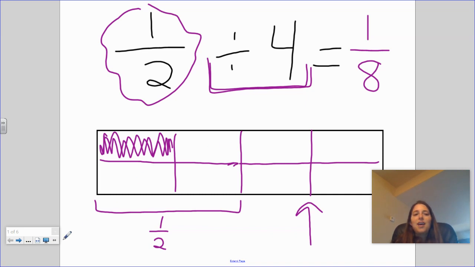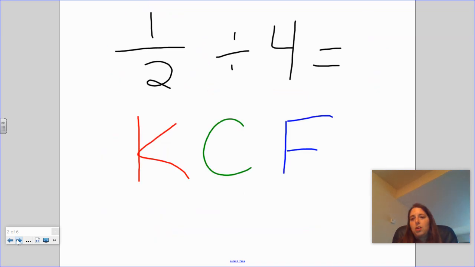Okay. Now that's like kind of the understanding piece of it, but there's always shortcuts. So if you're really struggling, this will be something you learn again in 6th grade and 7th grade. So if you need to stick to the shortcut, fine. I'm going to show you keep, change, flip, KCF. Keep means that you don't do anything to that first part of your number sentence. So 1/2 is going to stay the same.